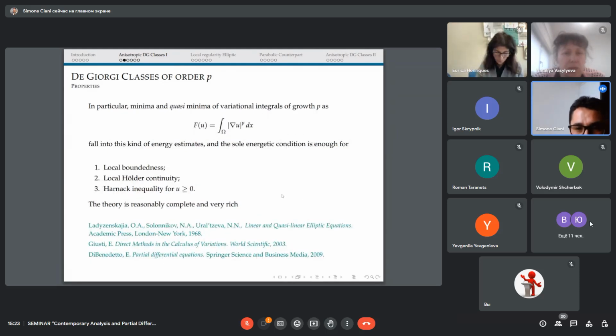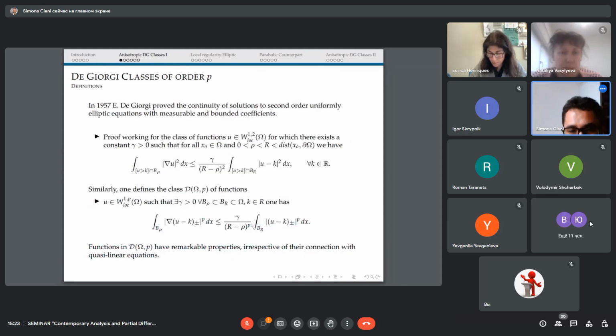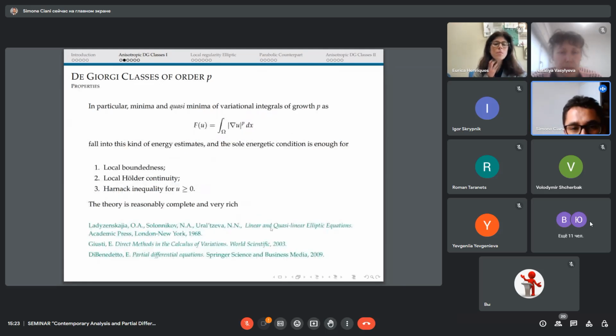In particular, it can be proven that quasi-minima of variational integrals of growth p, like the one that I told you before, F(u) the integral in omega of the norm of the gradient of u to the power p, fall into this kind of energy estimates. And this sole energetic condition is enough to prove local boundedness of the minima, local Holder continuity of the minima, and when the minima are non-negative, also a Harnack inequality.